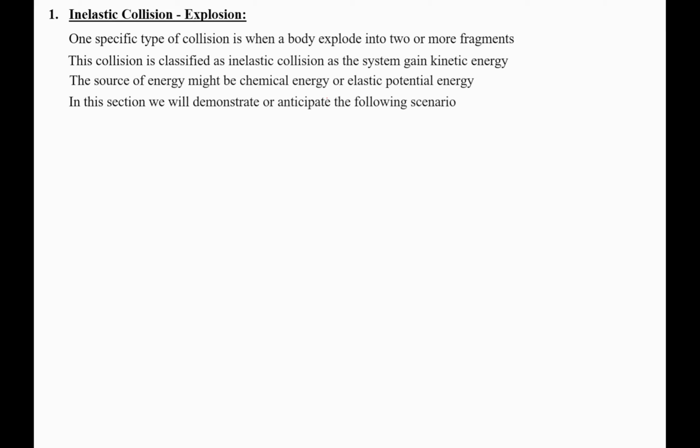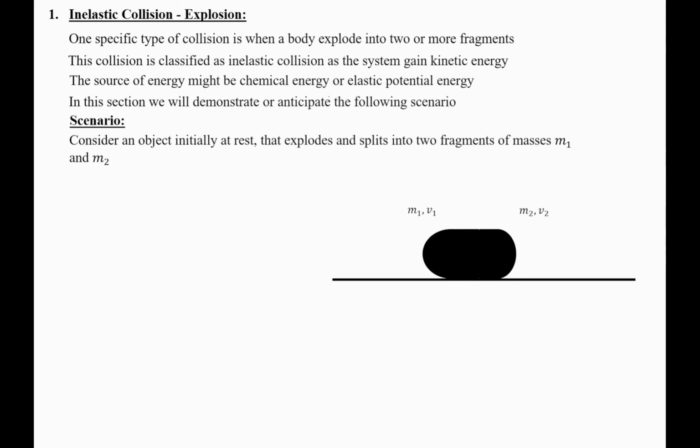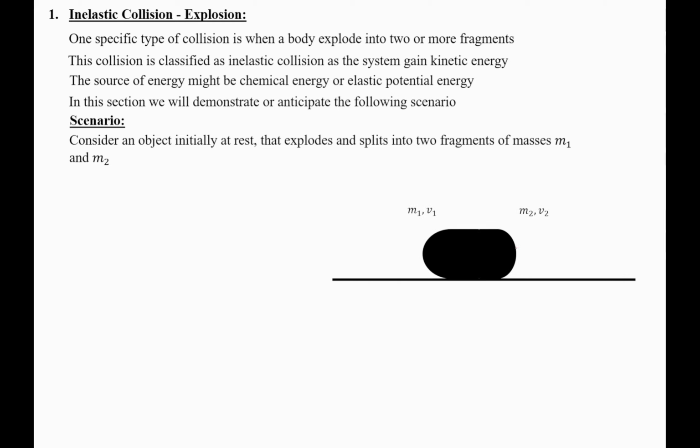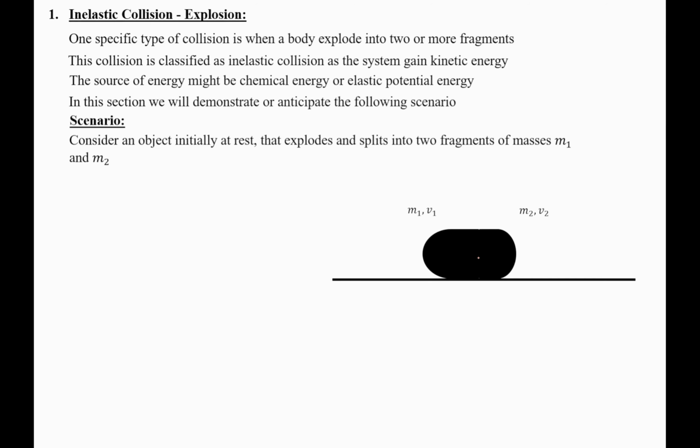In this section, we will demonstrate the following scenario. Consider an object initially at rest that explodes and splits into two fragments of masses m1 and m2. Now, what causes the system to explode into two fragments? Initially here we might have a spring which is compressed, or a type of chemical energy that might explode.